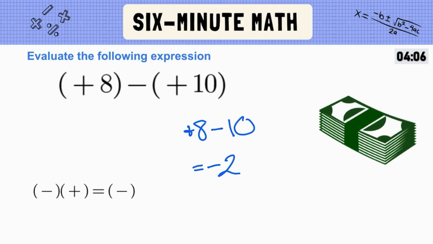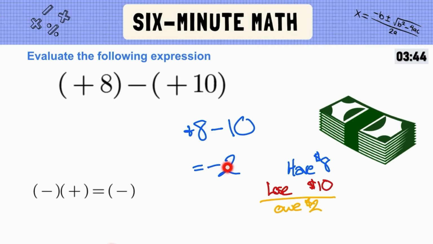If I think about this with money, if I have $8, and then I'm subtracting, so I am losing $10, I would then have to owe $2, which is in reference to this negative 2.